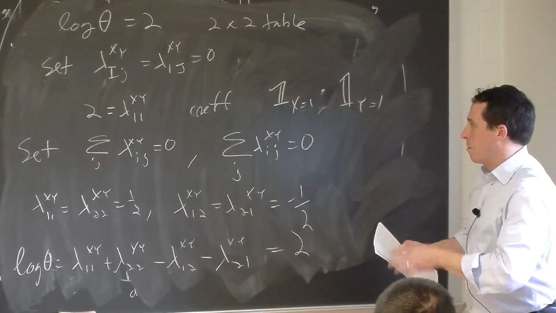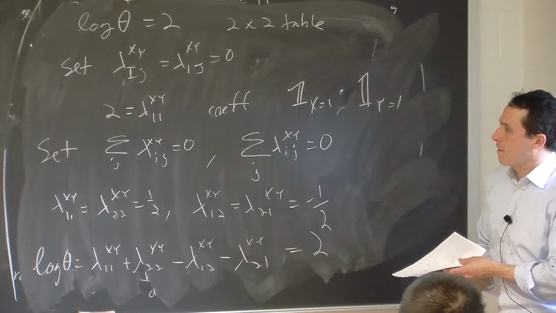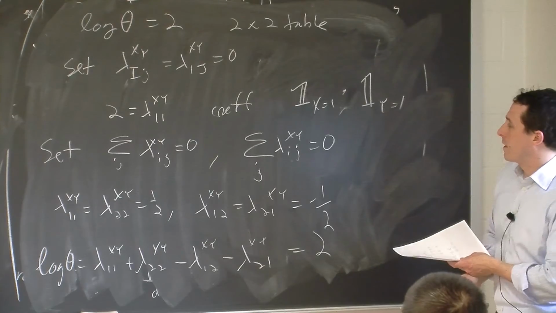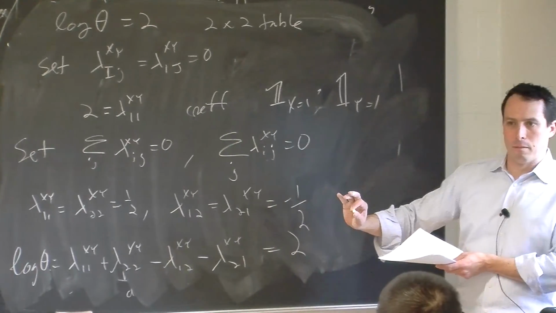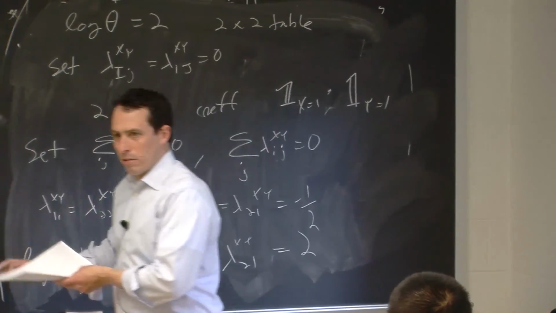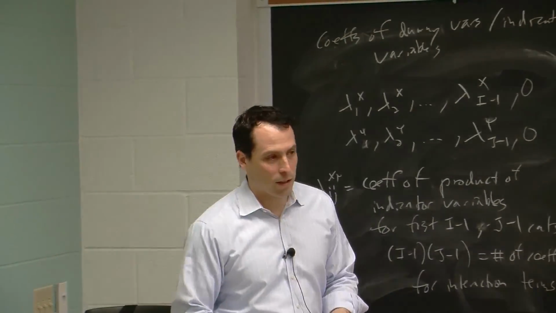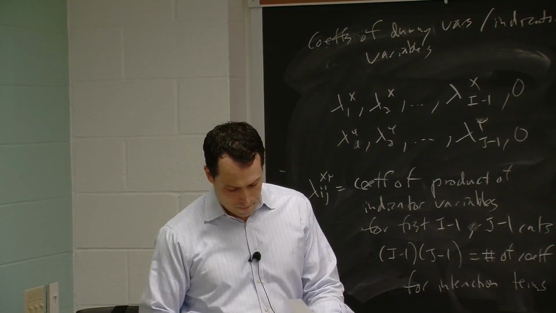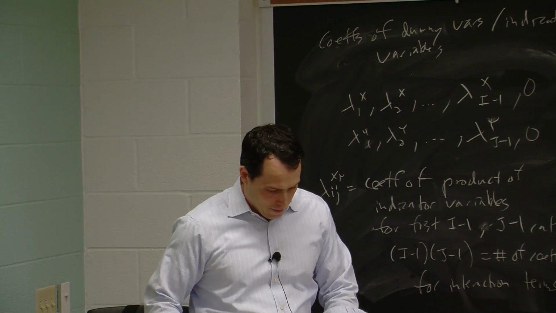Okay. So no matter what constraints I choose, no matter which rows I choose to keep in, as long as they're a spanning set, I will still get the same odds ratios. But I have to change my interpretation a little bit to match the dummy variable choice that I made. Okay, so let's stop there.